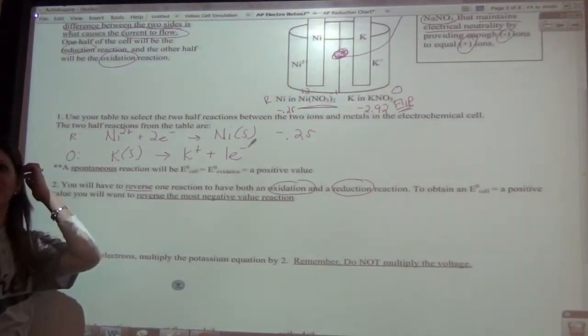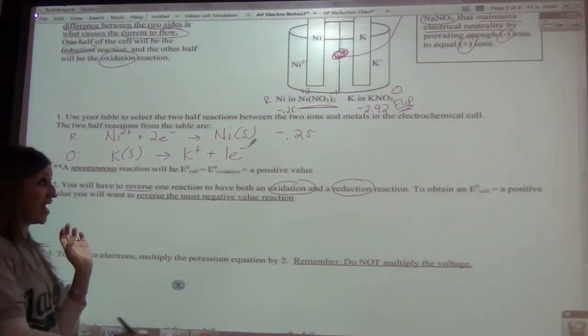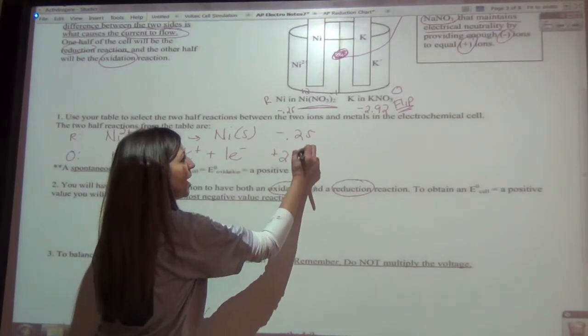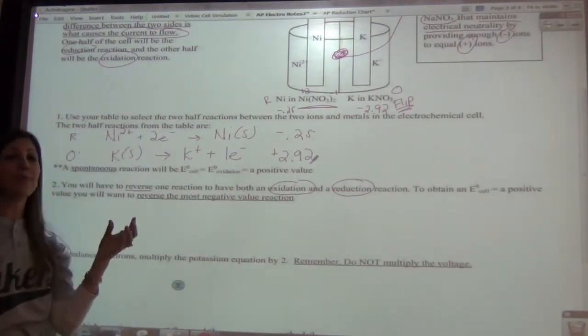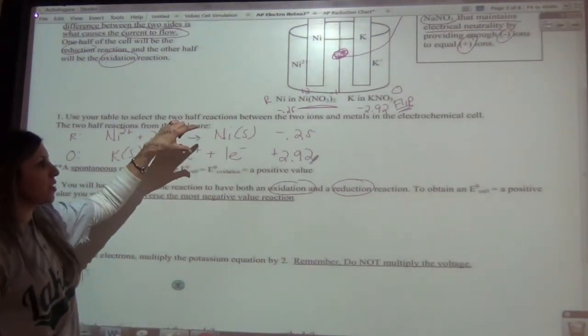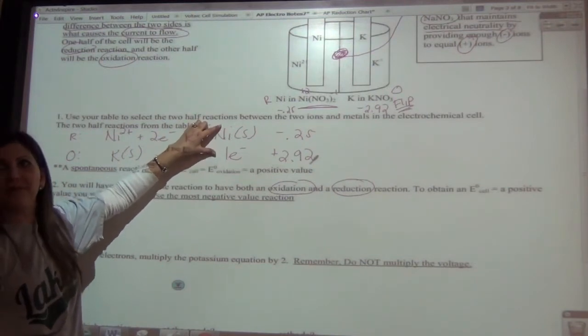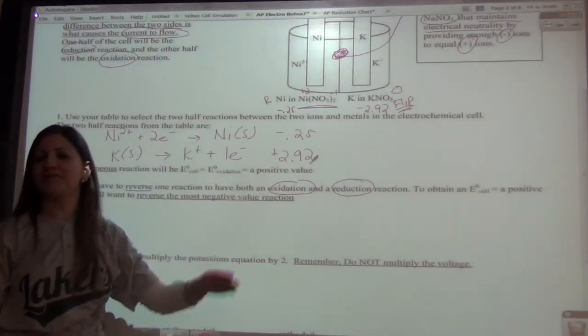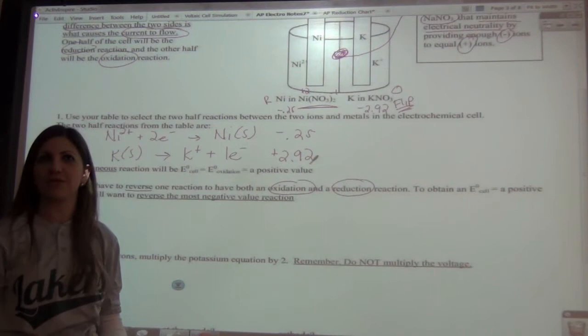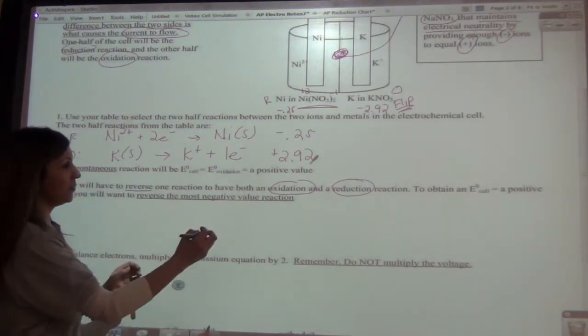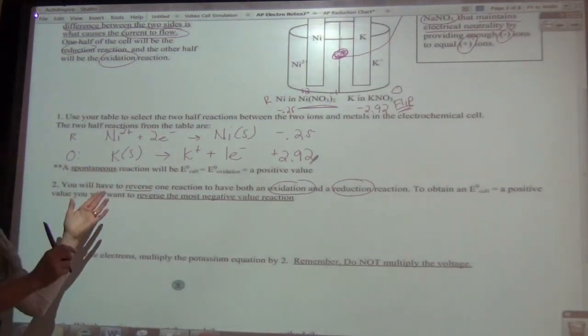And so what happens to the value of it? It's positive now. So now we're going to flip it and make it a positive 2.92. What you basically want is you want these two, when you add them, you want the highest positive number for a spontaneous reaction. Okay? So now all I'm going to do is add these together.